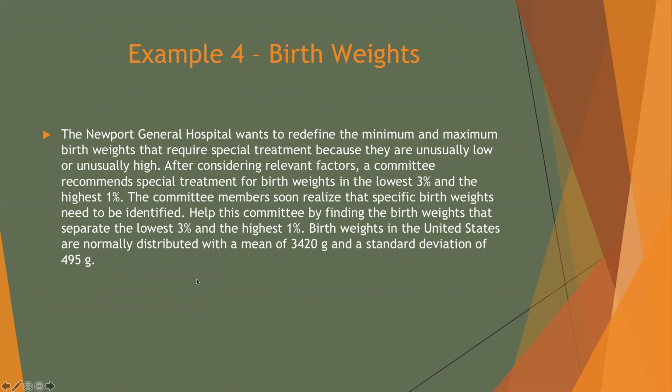Here's another one, and this is a really good one. It's again the General Hospital, but instead now, after some recommendations, they've decided that the lowest 3% of babies, in other words, babies with the lowest 3% weight, need special treatment, and the highest 1% need special treatment. But we need to know what those weights are. Well, we have a mean, we have a standard deviation, and what we need to do now is take this percentage, like the lowest 3%, we need to find that z-score that corresponds to it, so we can do that formula.